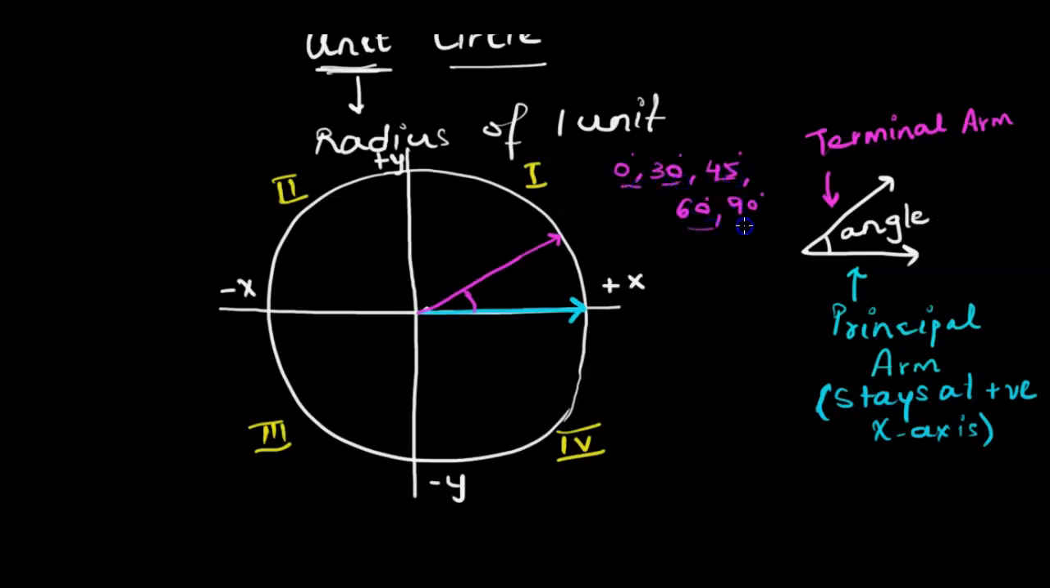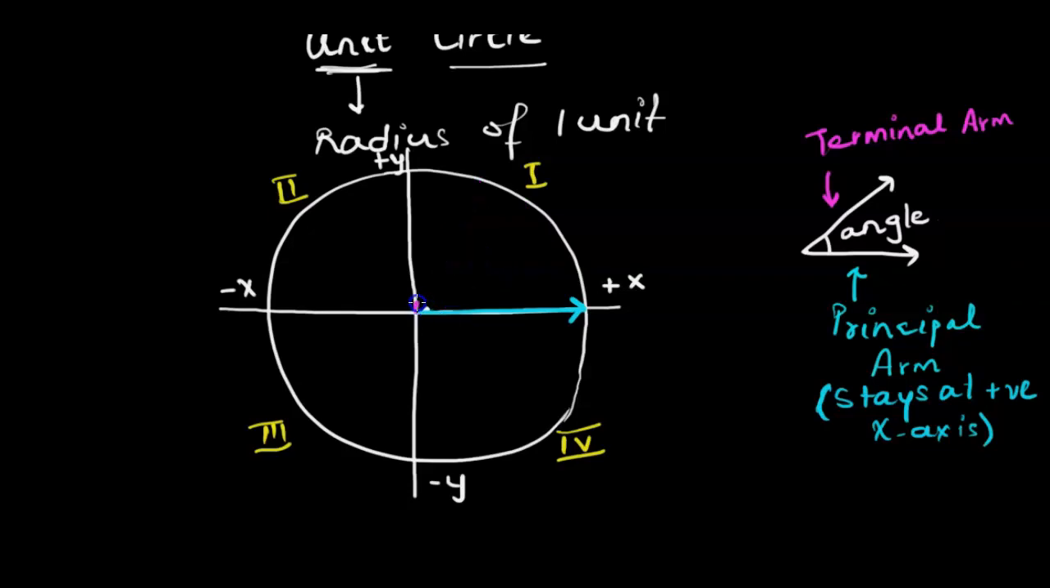All these 5 angles would lie in the first quadrant. Angles could be any real numbers, but we just have to worry about these angles because these are the angles that can give us the ratios from the special triangles. So this angle formed between the terminal arm and the principal arm is called a 30 degree angle. When the terminal arm moves further up, the angle it forms is called a 45 degree angle, and when it spreads out further, the angle it forms is a 60 degree angle.